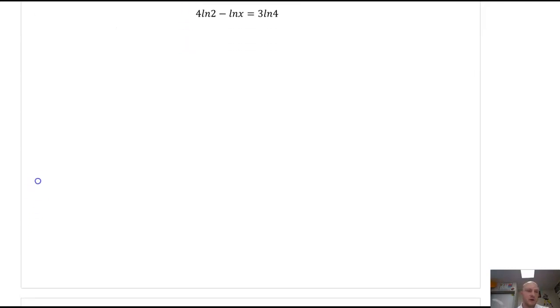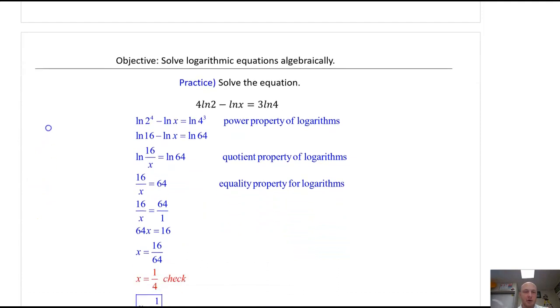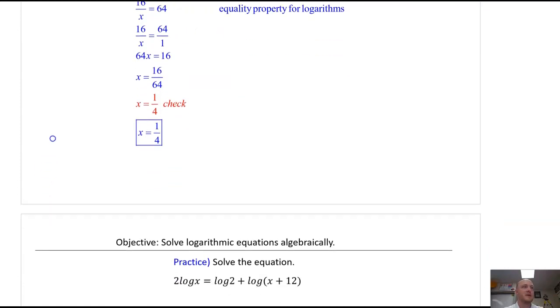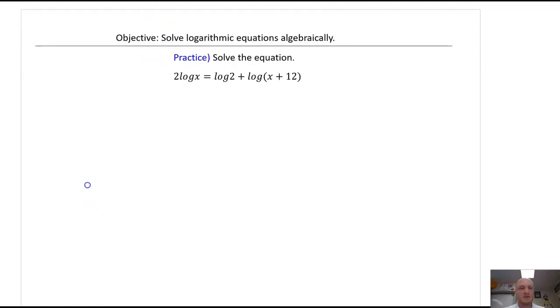Okay, hopefully you paused the video. You've got to use the power property and then the quotient property to get natural log of 16 over x is equal to natural log of 64. We'll multiply both sides by x to give 64x is equal to 16, and then we divide to get x is equal to 1/4. Did you get it? Good job.